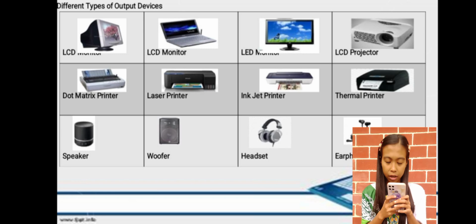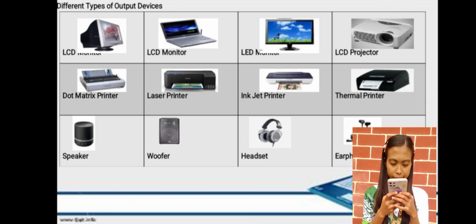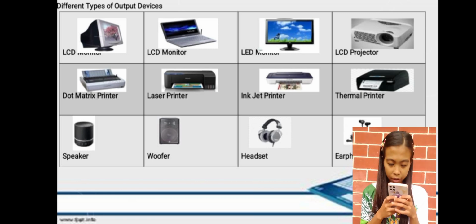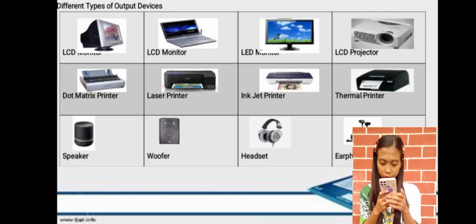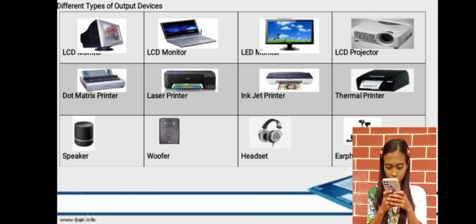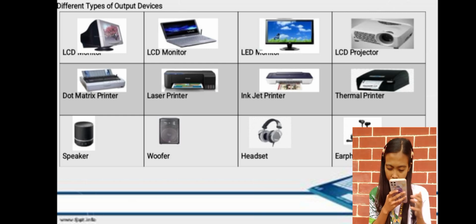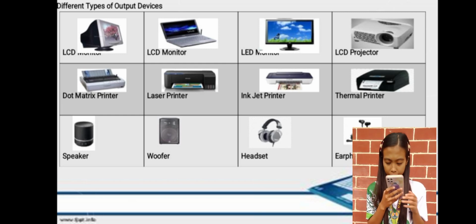Next is different types of output devices. LCD monitor, dot matrix printer, speaker, LCD monitor, laser printer, woofer, LED monitor, inkjet printer, headset, thermal printer, and earphone.